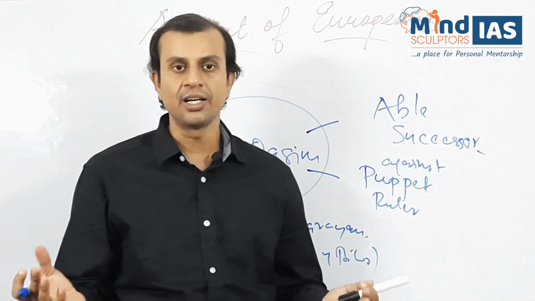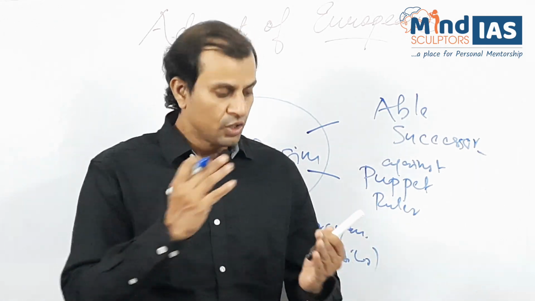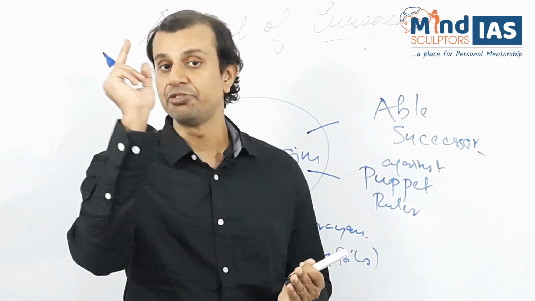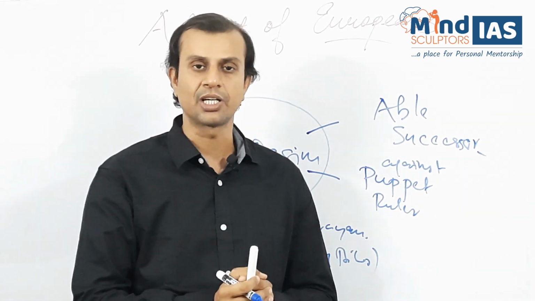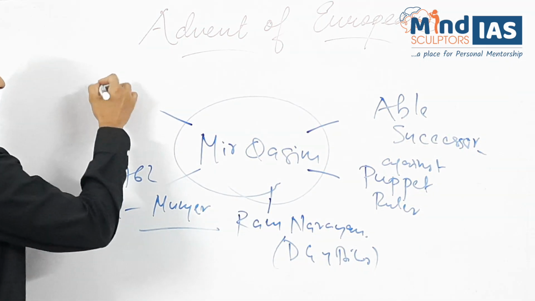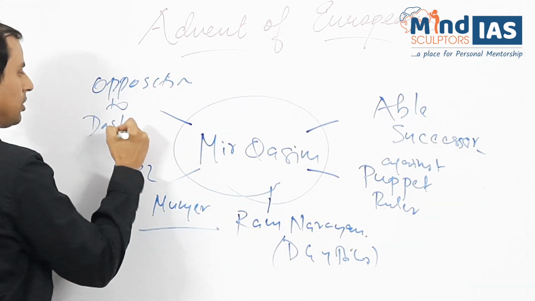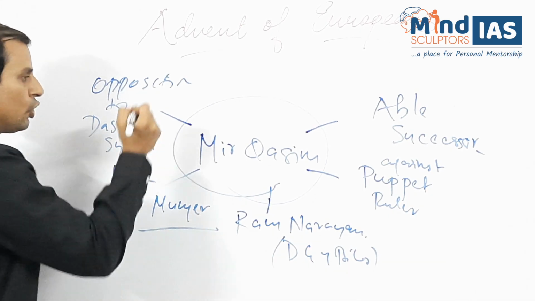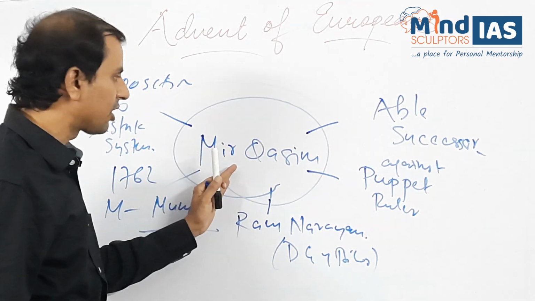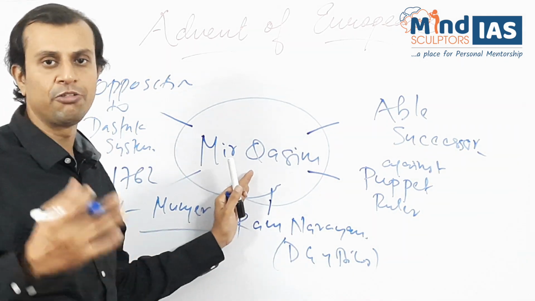What can be another factor? We can say the trigger factor, or one of the most important factors, was that Mir Qasim was opposing the rampant misuse of the trade privileges, known as the Dastak system, by the East India Company in his own province. So the immediate or trigger factor can be called the opposition to the Dastak system. These were the factors because of which Mir Qasim went against the East India Company and participated in the Battle of Buxar.